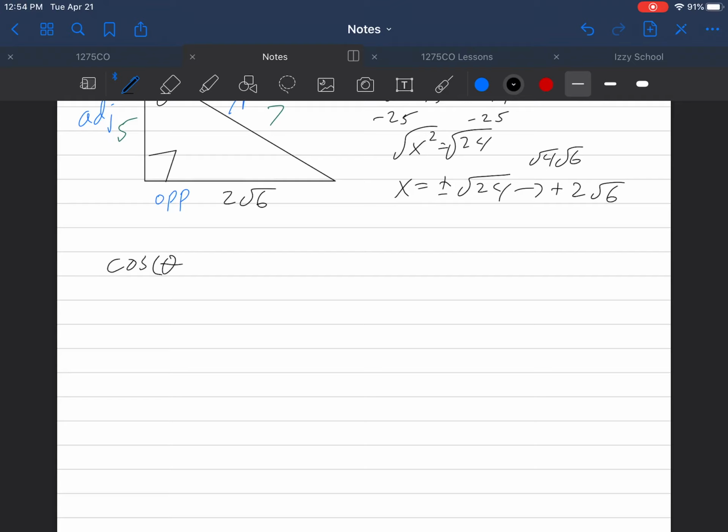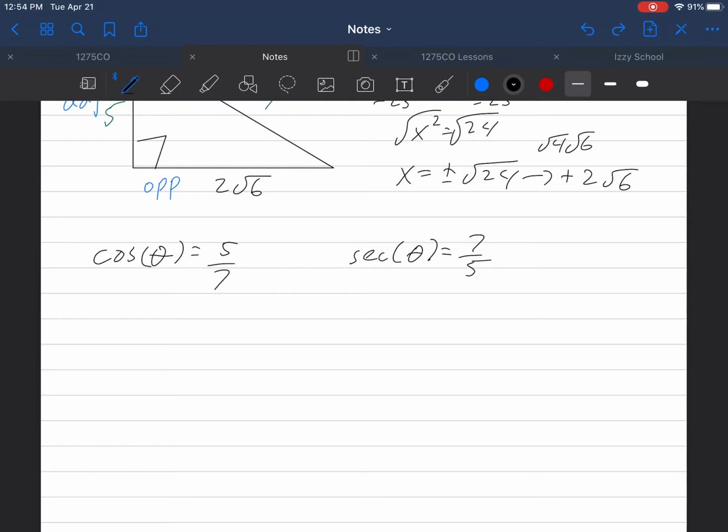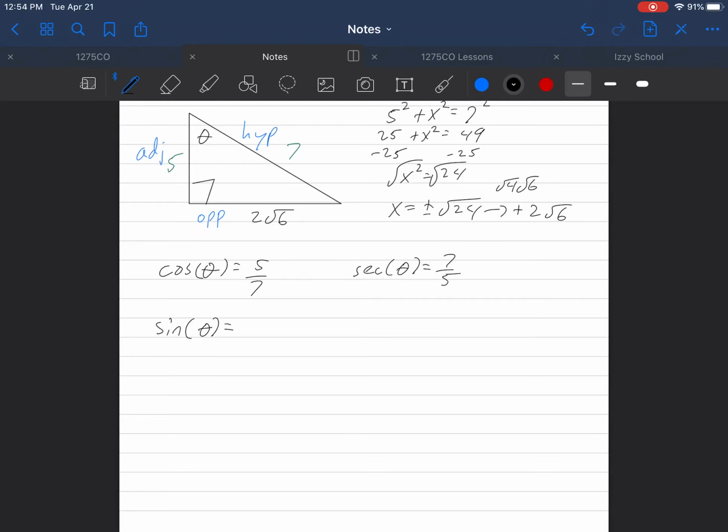So if the cosine of theta is equal to 5 over 7, that means that the secant of theta is equal to 7 over 5. We did not need to know this triangle in order to figure that out, because again, the secant of theta is simply the cosine of theta flipped, reciprocal. The sine of theta now, we need to know as opposite 2 radical 6 over a hypotenuse, which is 7.